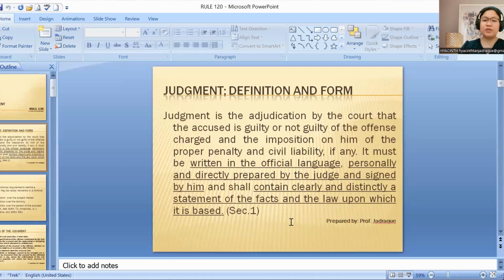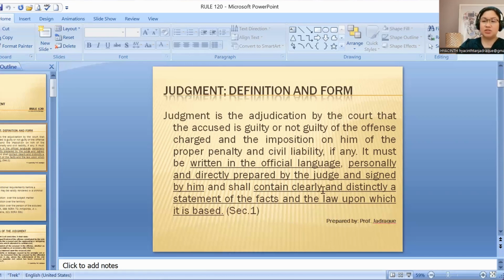And of course, he has to sign on it. If the judgment contains more than one page, he also has to affix his signature, or in my case, I do the initial on each and every page and affix my signature on the last page.